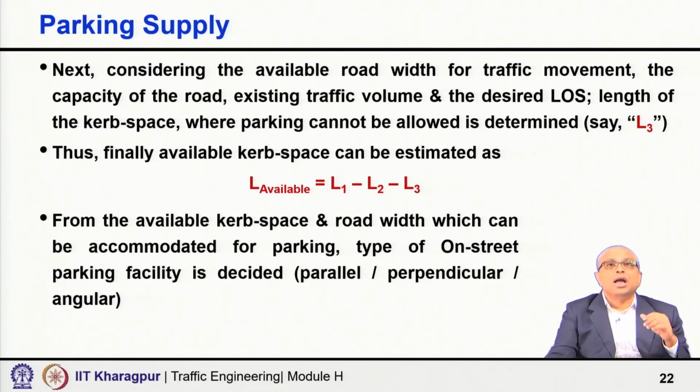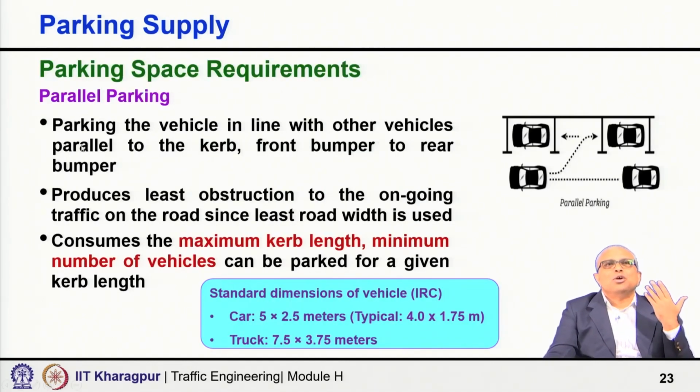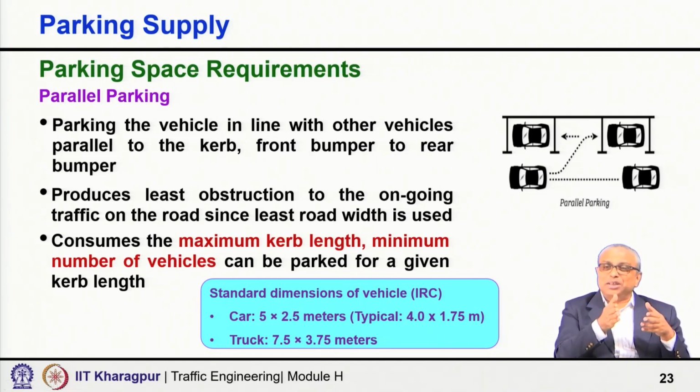Many things are important. And here I am trying to show the parking space requirement, arrangement wise, as I go from parallel parking, where I am encroaching least. Here, typically, Indian Roads Congress guidelines say the car dimension is taken as 5 meter by 2.5 meter. It is still with some allowances, because if you take a typical car, the length may be around 4.1 meter and the width 1.7 to 1.8 meter.